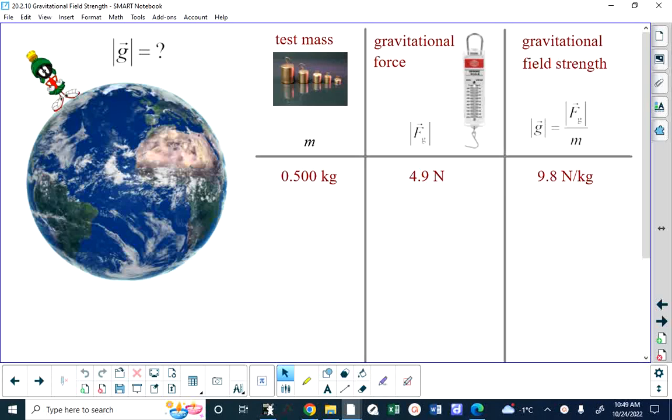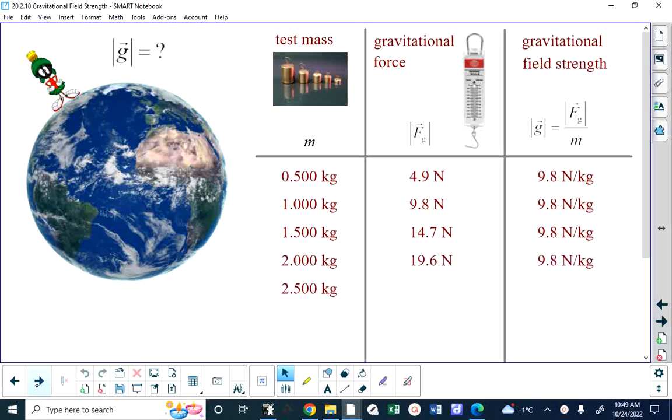And when you use that mass and that measured gravitational force, you get 9.8 newtons per kilogram when you put them into the formula. And I'm not going to go through all of these. This was from Friday. We always get 9.8. And if you do it more accurately, you get 9.81.